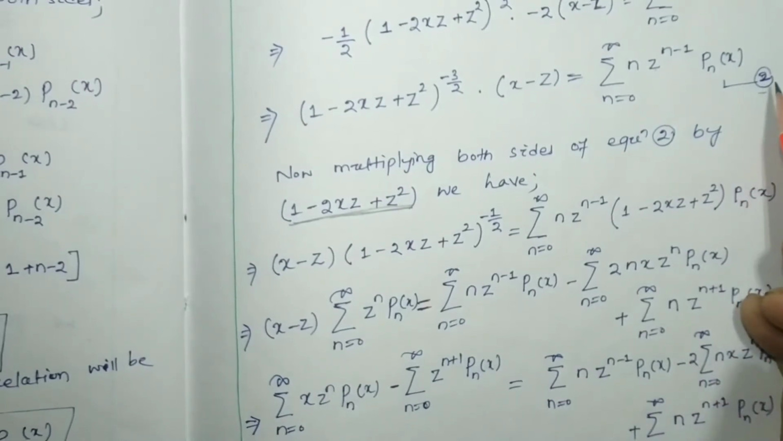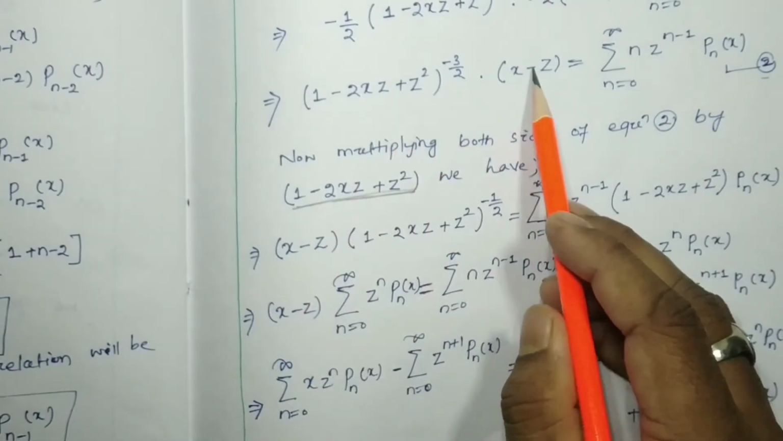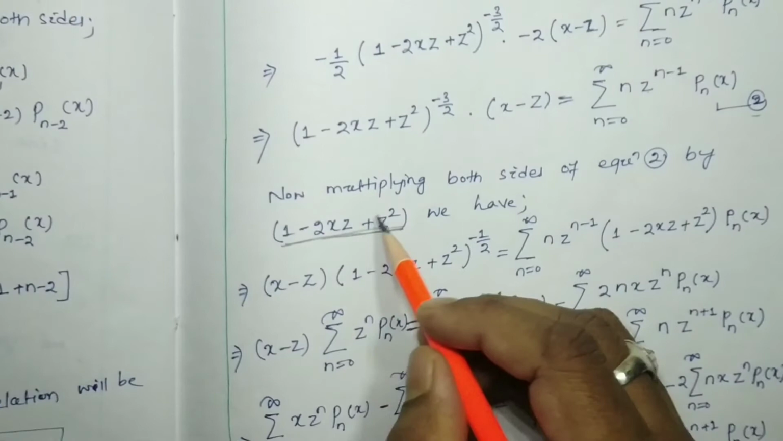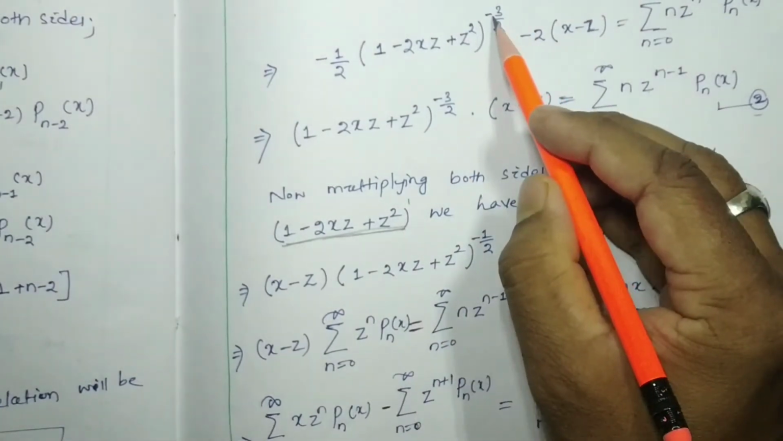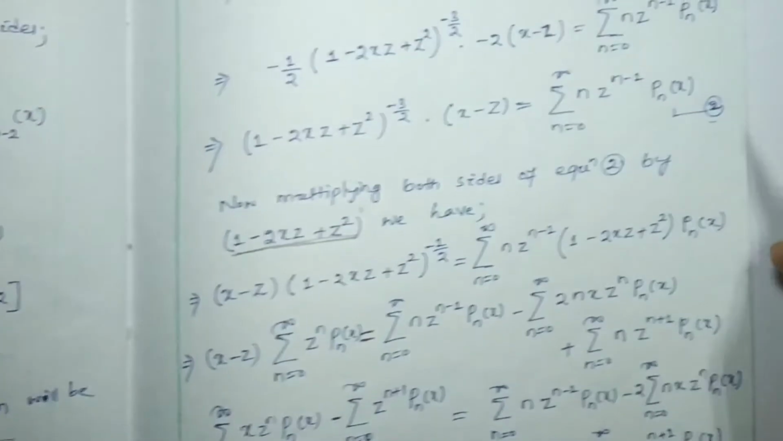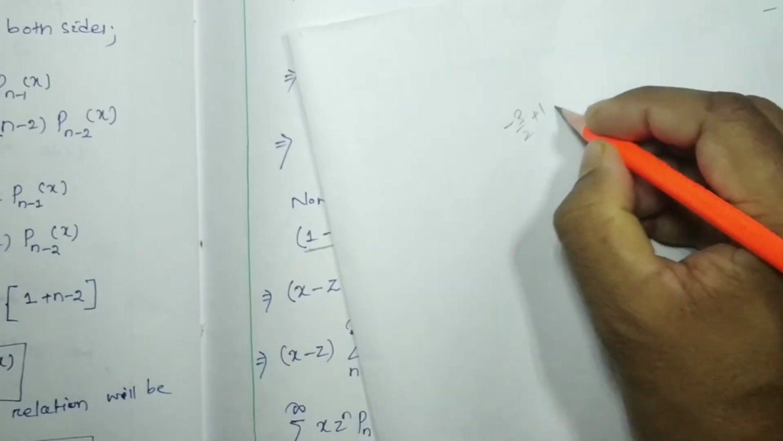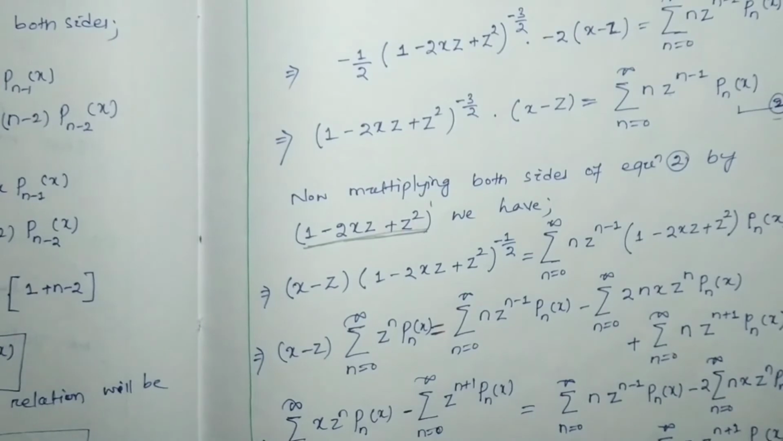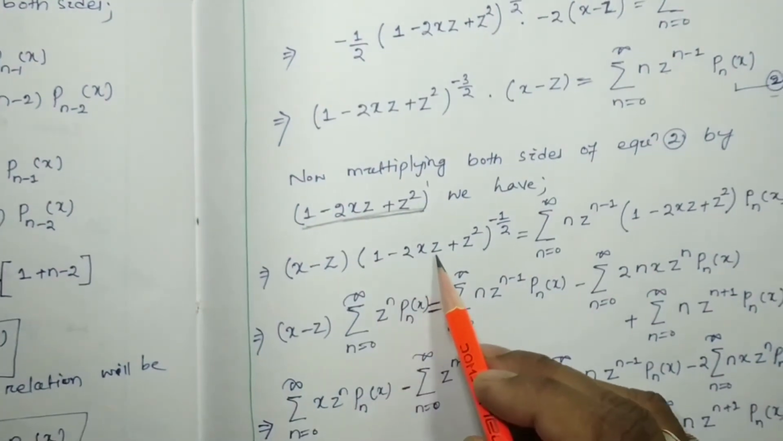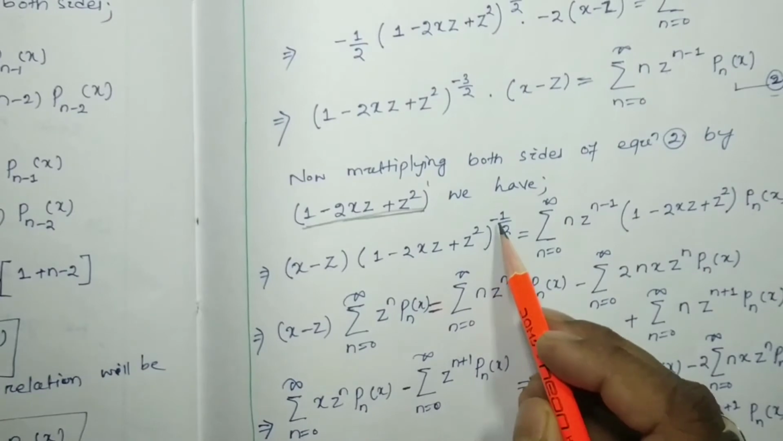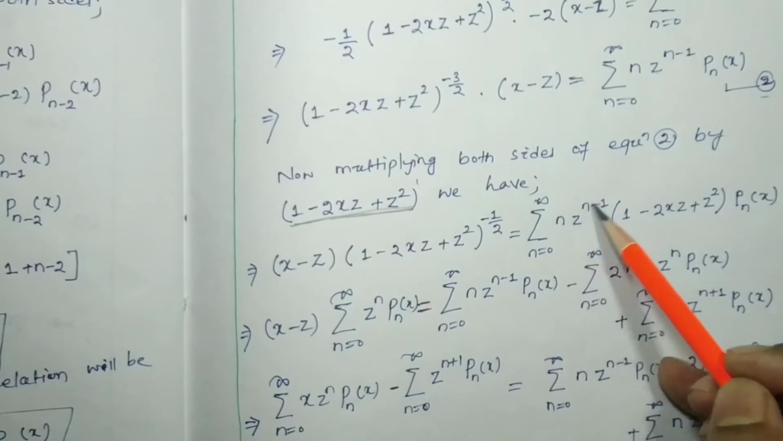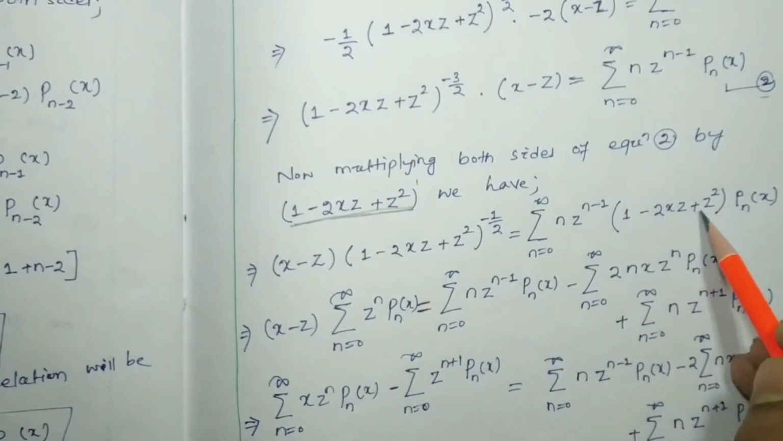What we are going to find, see this is x minus z. Now if I multiply this one with this, the power is 1 and here it is minus 3 by 2. So you can find minus 3 by 2 plus 1, which will be equal to minus 1 by 2. So it will be (1 minus 2xz plus z square) to the power minus 1 by 2 equals the summation from n = 0 to infinity of n z to the power n minus 1 times (1 minus 2xz plus z square) P_n(x).